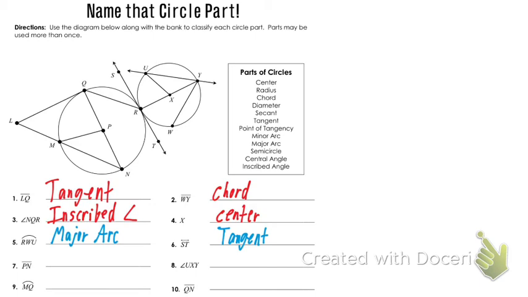Thank you. 7. P to N. The segment P to N. Landon. Radius. It is a radius. 8. Angle U, X, Y. Christian. Central angle. It is a central angle. The vertex is at the center, sides are radii.